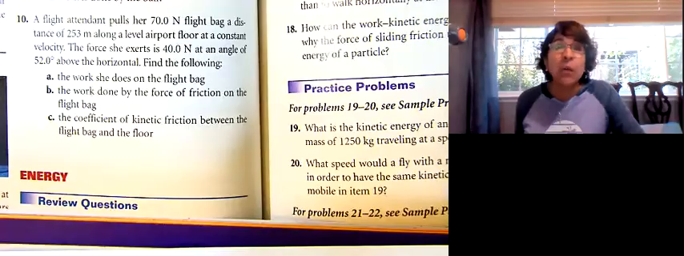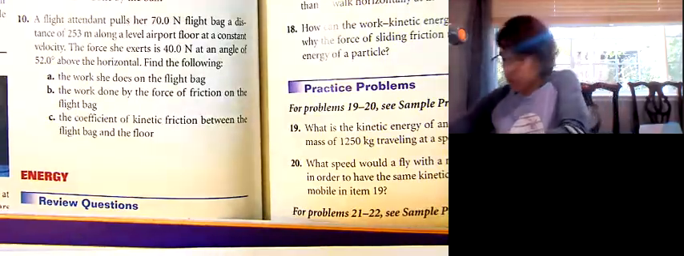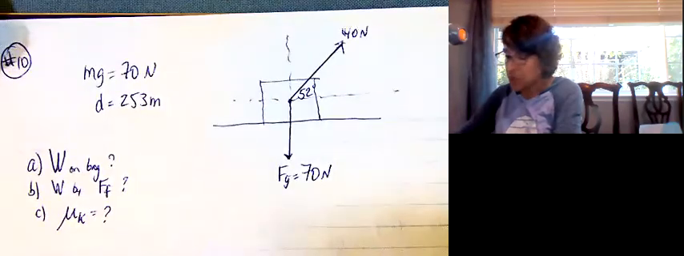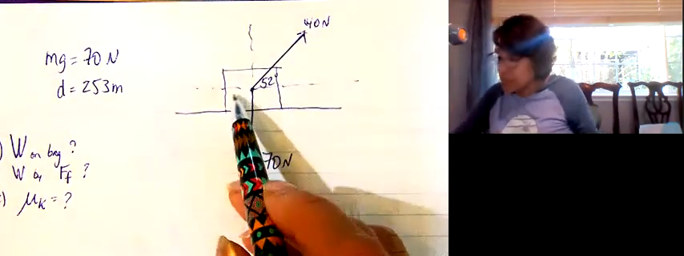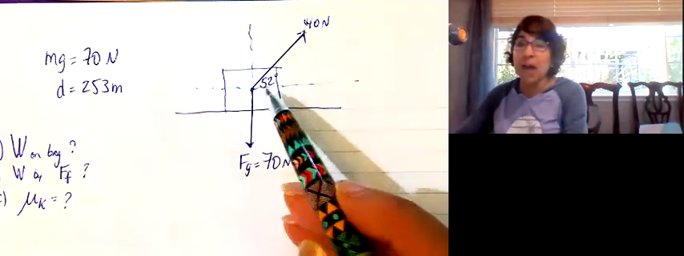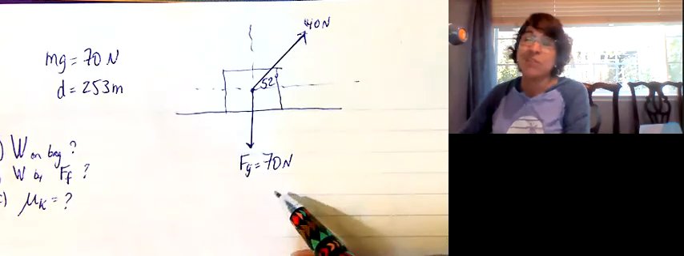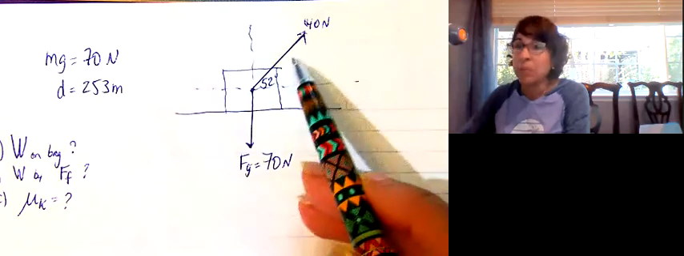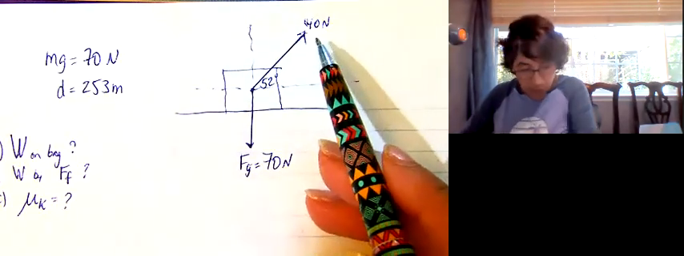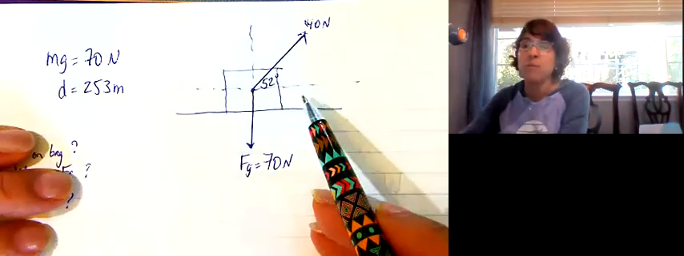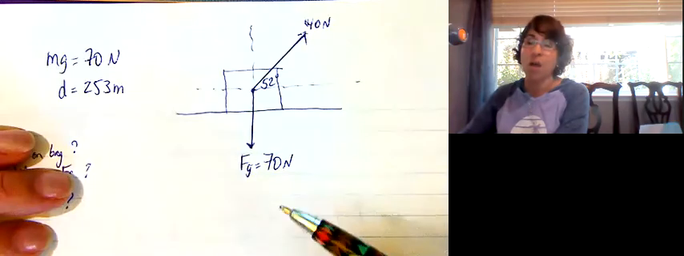So there again, we need to draw a sketch picture. So I move my book out of the way here. So here's the picture I started out with. Okay, here we go. So this is number 10. So this is the suitcase, or the stewardess's bag, and I've got mg going straight down. They already told us what mg is. So they already multiplied the mass times 9.81. And then here's my applied force. My applied force was 40 newtons, at 52 degrees above the horizontal. So there's a horizontal, I draw 52.